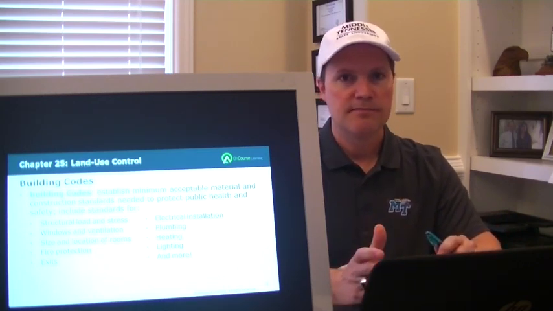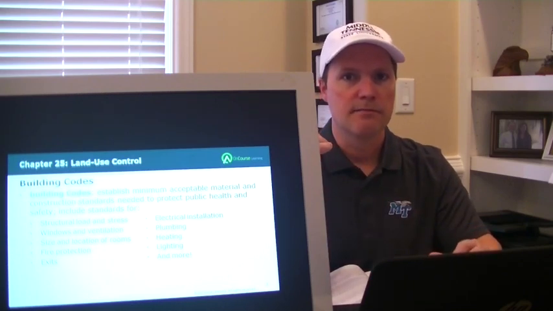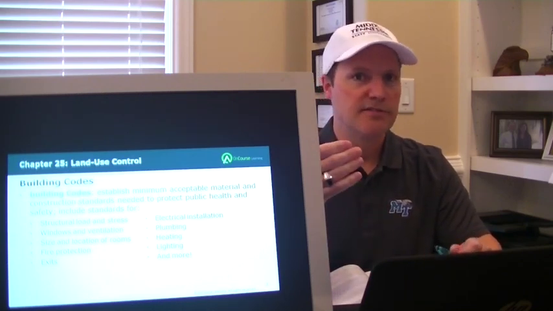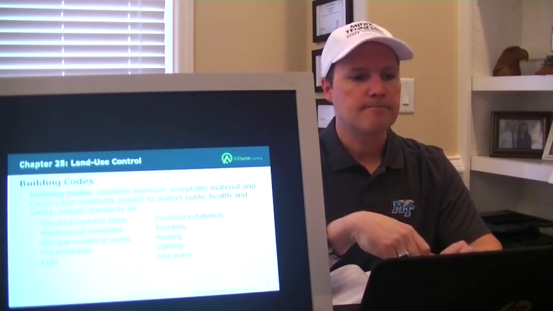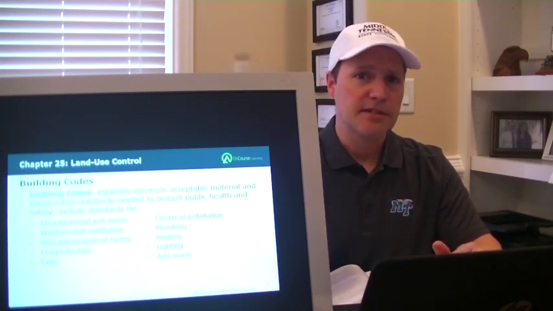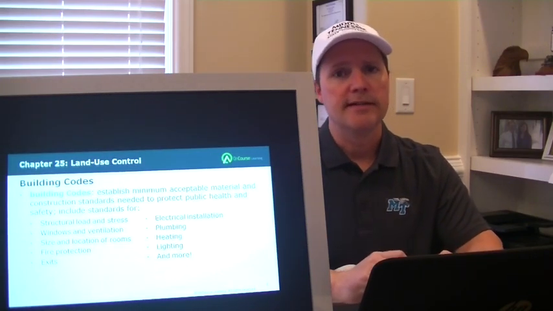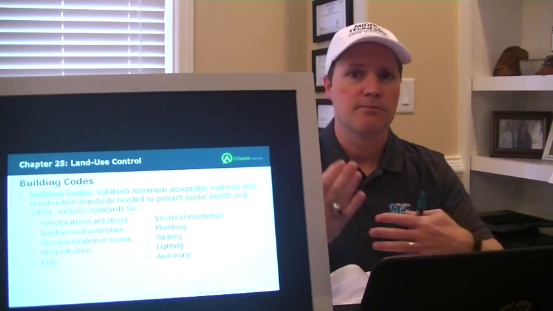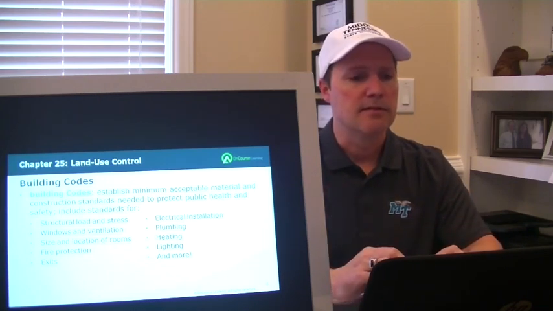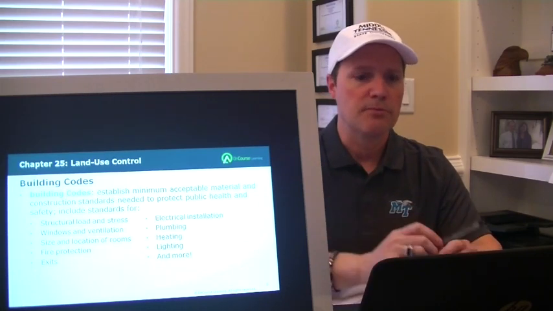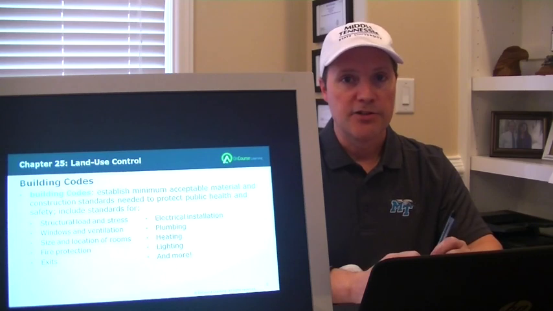Windows and ventilation, they have different codes for the windows. Some of them have to be sun blocked with UV lighting. It all depends on the company, what they want. Ventilation has to be a certain amount of vents within a room for the air quality, so the air is able to move around and also get taken out of the building and then reprocessed. Size and location of rooms, fire protection.